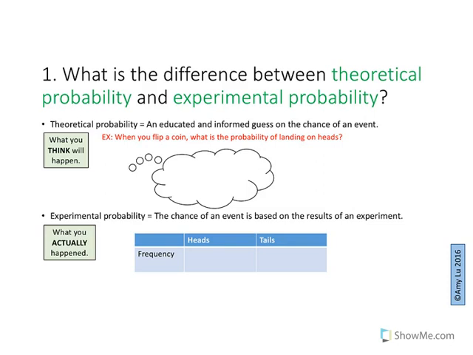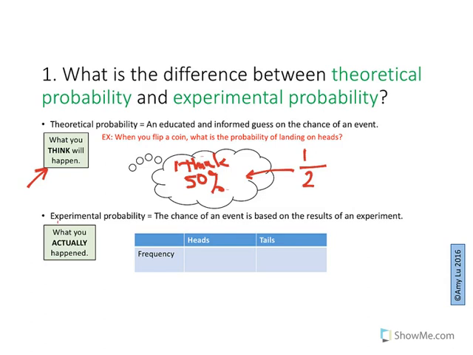The theoretical probability is an educated and informed guess on the chance of an event. Basically, it's what you think will happen. So when you flip a coin, what's the probability of it landing on heads? Well, you might think, I think 50%, because there's only two possible outcomes, heads or tails, and heads takes up one of the sides, which is 1/2, so therefore it's 50%. Now this is what we think.